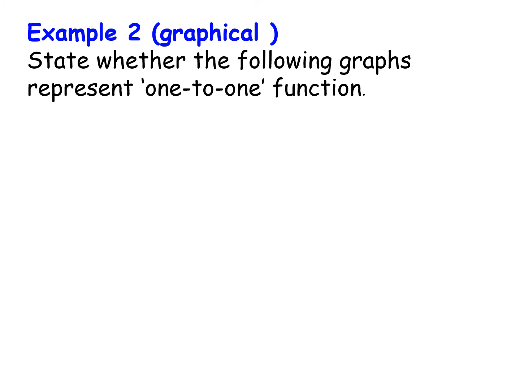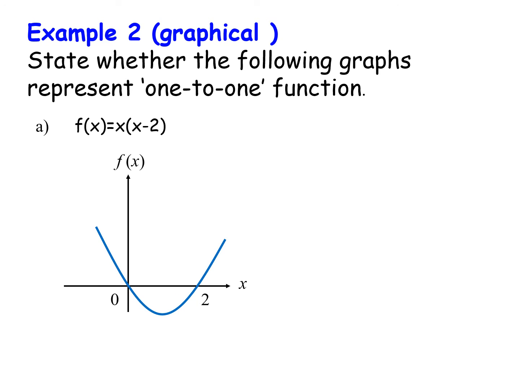Example 2. Use the horizontal line test to determine whether each of the following functions is one-to-one function. Let's say we have equation A, f(x) equals x times (x minus 2). This is actually a quadratic function. Since x squared is positive, the graph should be a smiley graph with x-intercepts at 0 and 2.